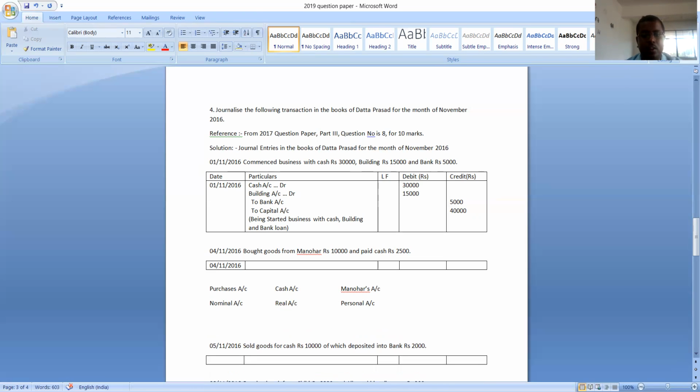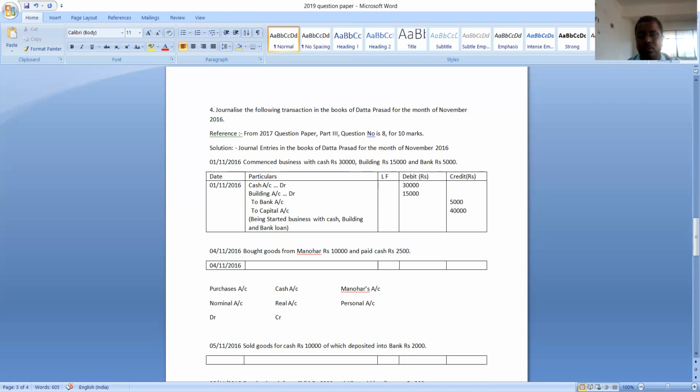Now, we should decide which account should be debited and which account should be credited. Actually, purchases are expenses. So, debit all expenses and losses. So, purchases account should be debited. Here, cash account is there, we should check whether cash is coming into the business or going out of the business. We paid him cash rupees 2,500. So that 2,500 is going out of the business, so it should be credited.